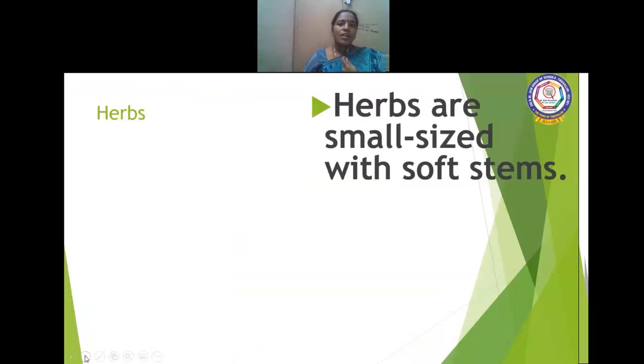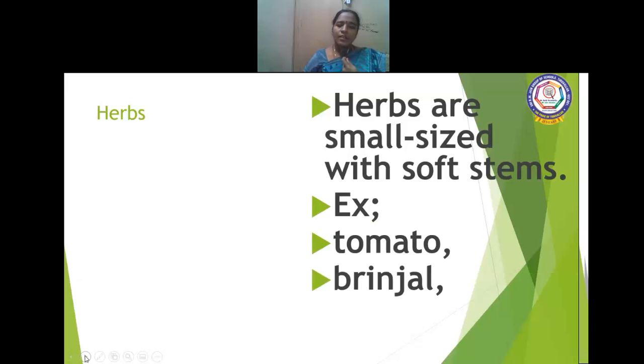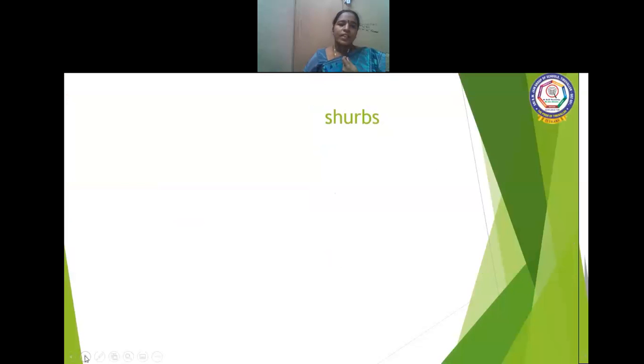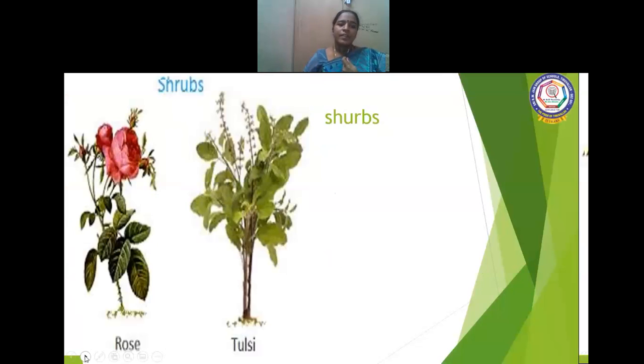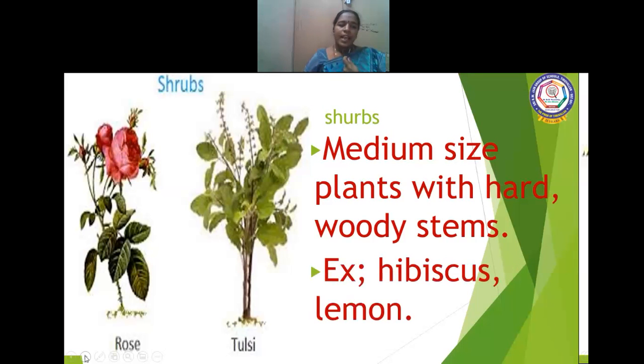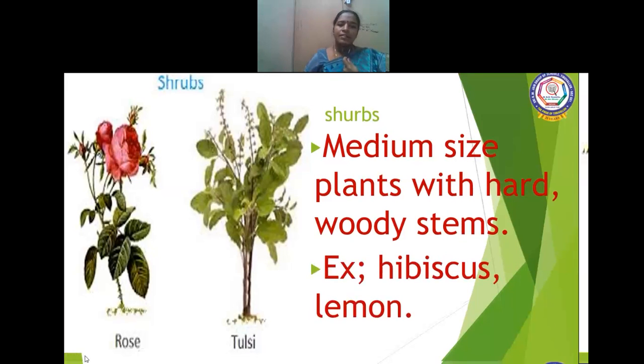Herbs are small sized with a soft stem. Examples are tomato, brinjal, and wheat. Shrubs are medium sized plants with hard and woody stems. Examples are rose and tulasi, hibiscus, lemon.